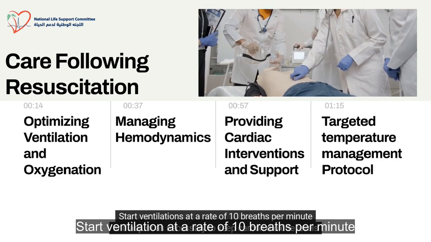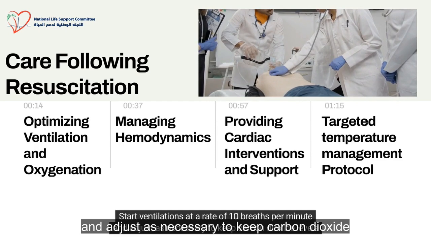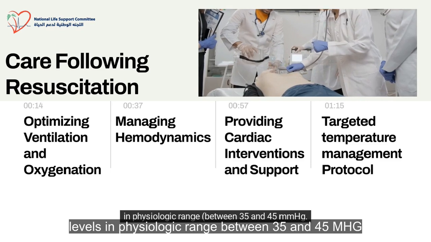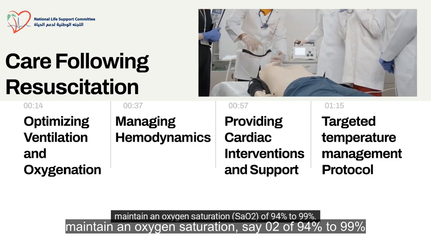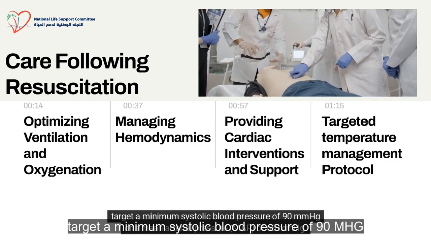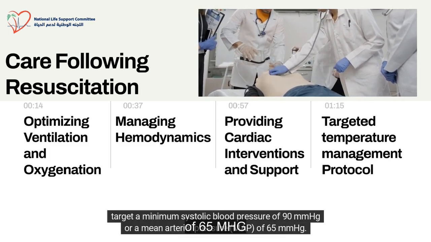Start ventilations at a rate of 10 breaths per minute and adjust as necessary to keep carbon dioxide levels in physiologic range between 35 and 45 mmHg. Maintain an oxygen saturation, SaO2, of 94% to 99%. Target a minimum systolic blood pressure of 90 mmHg or a mean arterial pressure, MAP, of 65 mmHg.